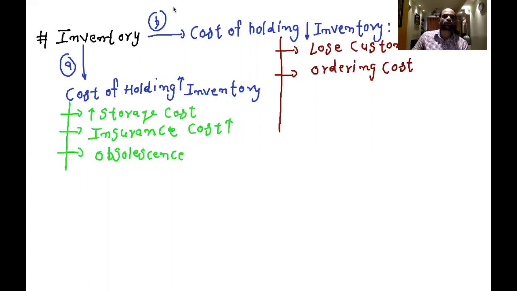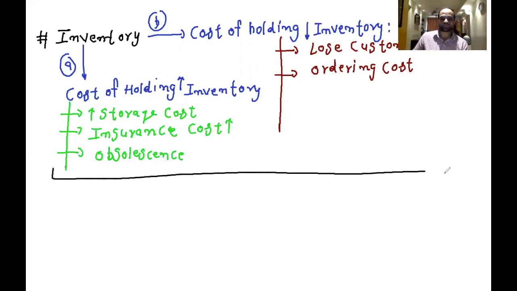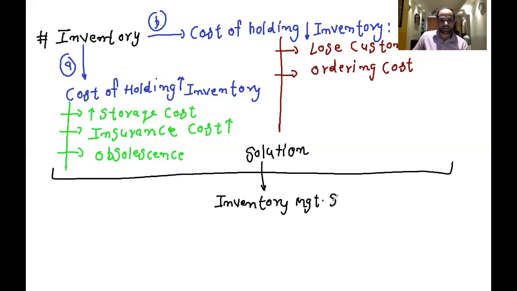So what could be the solution for it? Let's talk about the solution. The problem is, if you're holding high inventory, these are the problems. Holding less inventory, these are the problems. So what is the solution? The solution is called the inventory management system. We will apply this inventory management system in order to manage our inventory.